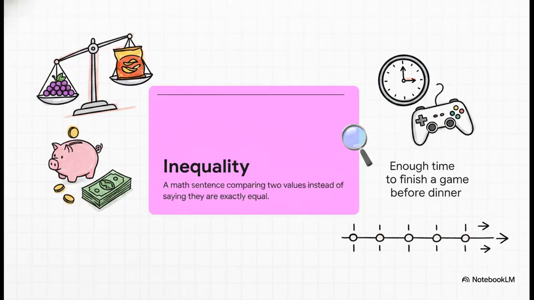So the crucial takeaway here is that inequalities help us make sense of our everyday reality. By definition, an inequality is simply a math sentence that compares two values instead of saying they're exactly equal. And in life, not everything has just one right answer. Think about it. Choosing a healthy snack, trying to save money, figuring out if you have enough time to finish a video game before dinner. In all these scenarios, multiple outcomes are totally fine. Inequalities let us mathematically describe these real-life limits where a whole range of answers is perfectly acceptable.